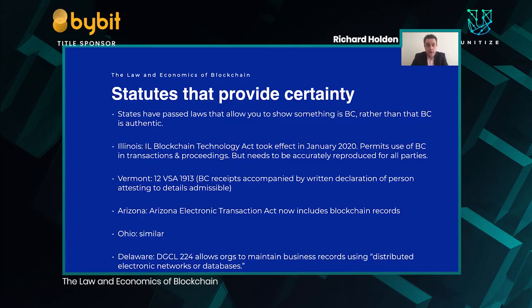So in Illinois, for instance, there was an act called the Illinois Blockchain Technology Act that took effect at the start of this year that permits the use of blockchain in transactions and proceedings, but it needs to be accurately reproduced for all parties. So the anonymity that comes with certain kinds of distributed ledger technology would run afoul in general of the Illinois law there, and that's got important implications, which I'll discuss later on. Vermont has passed legislation. Arizona has as well to include blockchain records, so has Ohio, and Delaware, given its very important status as a state where many businesses are incorporated, is obviously important, and it allows organizations to maintain business records using what it describes as distributed electronic networks or databases.